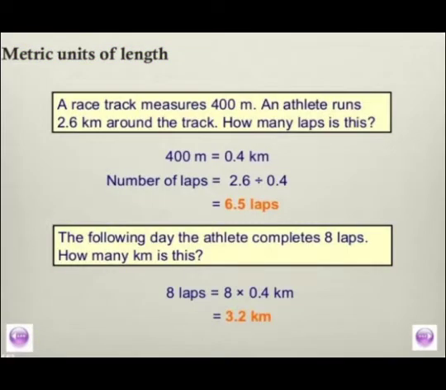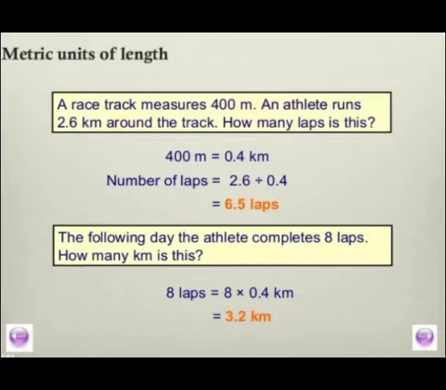Here are some examples about the metric units of length. A racetrack measures 400 meters. An athlete runs 2.6 kilometers around the track. How many laps is this? So 400 meters is equal to 0.4 kilometers. Number of laps is equal to 2.6 divided by 0.4, which is equal to 6.5 laps.